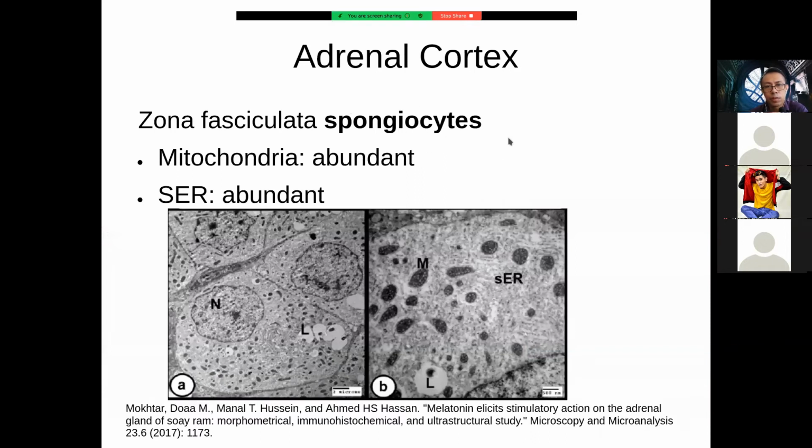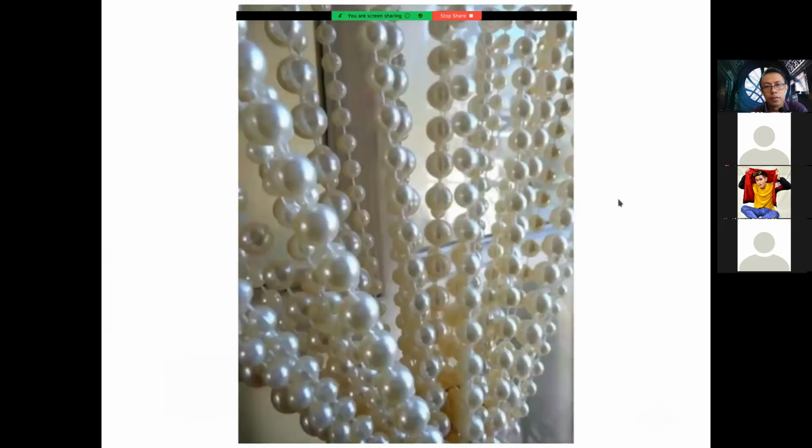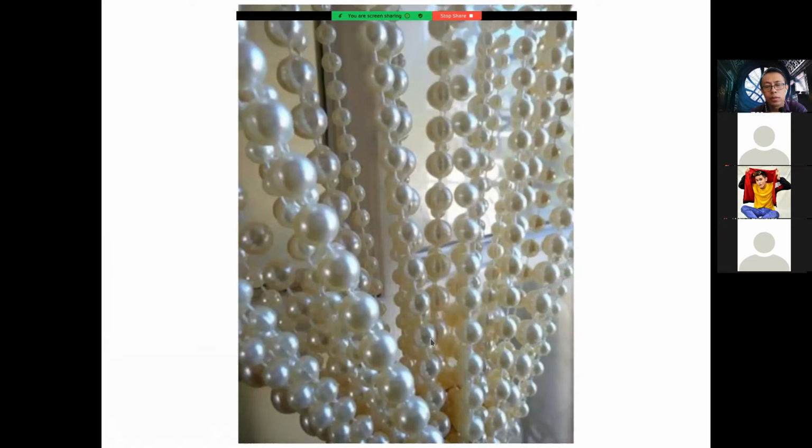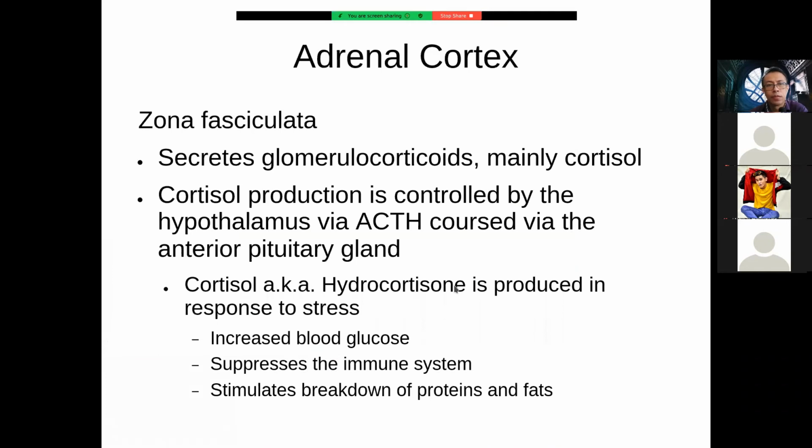So spongy, and with a lot more mitochondria relative to the zona fasciculata layer above, because they produce a lot of steroid-derived hormones. Imagine them as a string of pearls, because they are single-cell-thick layers or columns dropping down towards the adrenal medulla. These produce your stress hormone, the glucocorticoid known as cortisol.